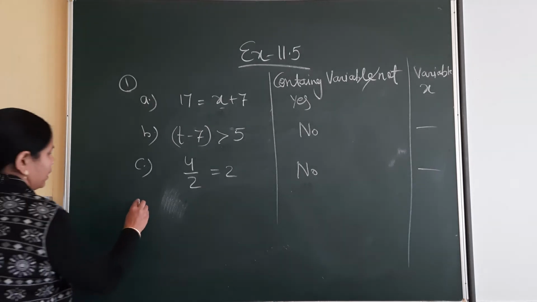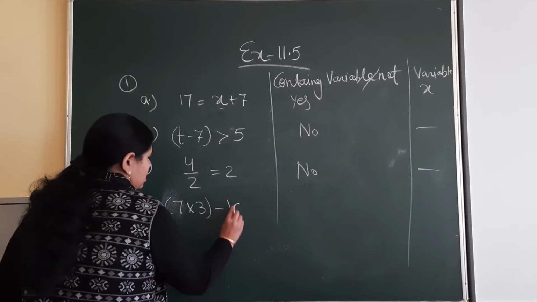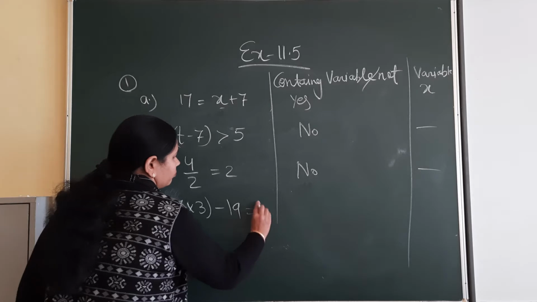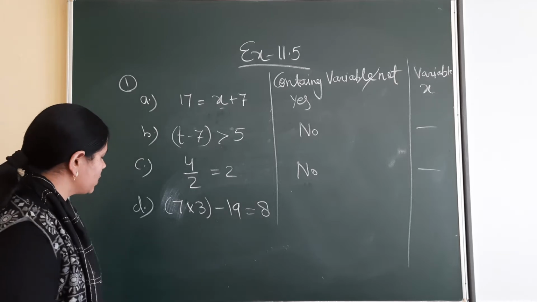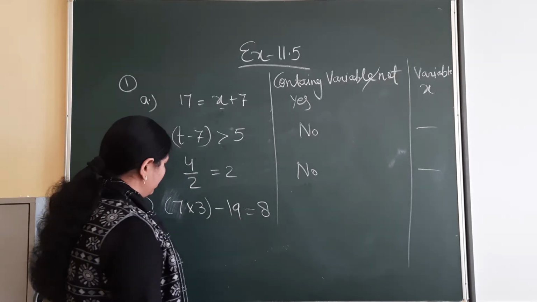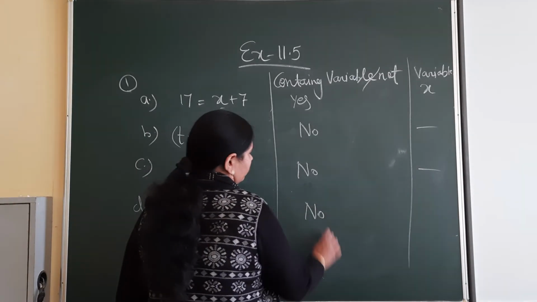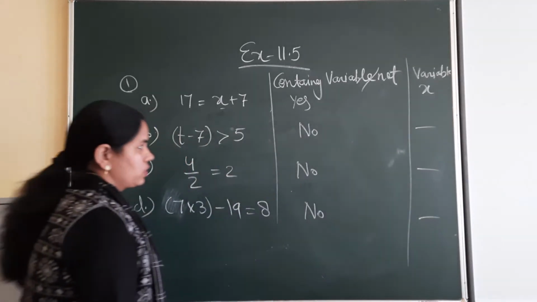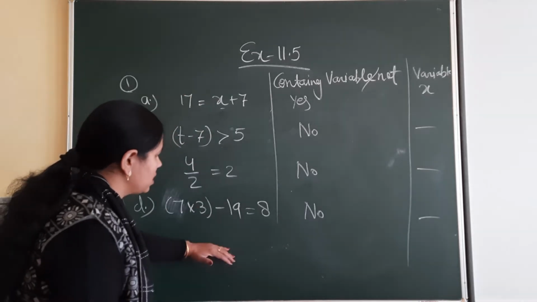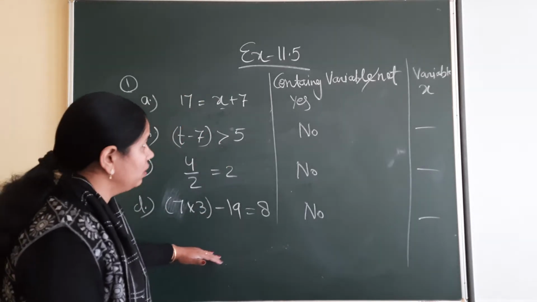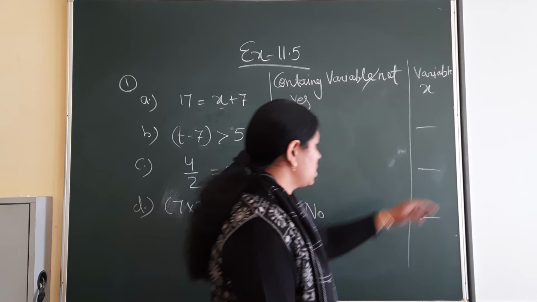Now next one, D part. In D part we are seeing 7 into 3 minus 19 is equal to 8. Now in this equation LHS is equal to RHS, that's why it is an equation. Now here this is not containing any variable, this equation is containing only numbers. So write here no. When it is no, then keep slash. Okay, so this way I hope you have understood now. Write all the equations this side. If it is equation containing variable, so write here yes. Now what variable you are seeing here, write in the third column. This way complete this question.